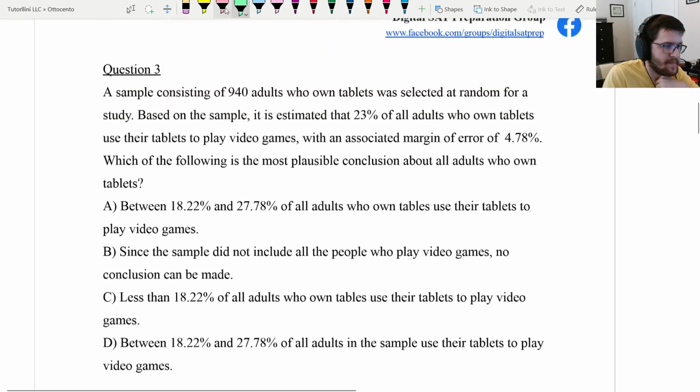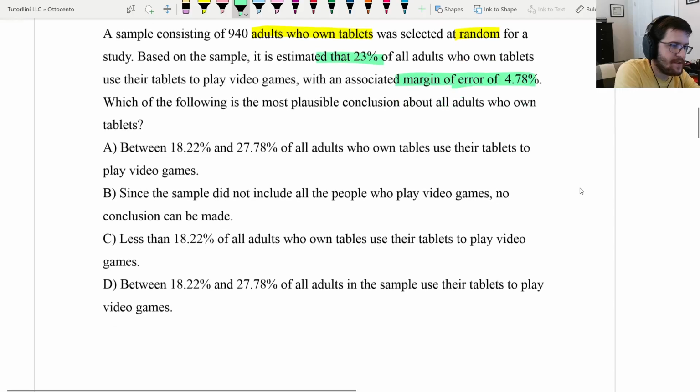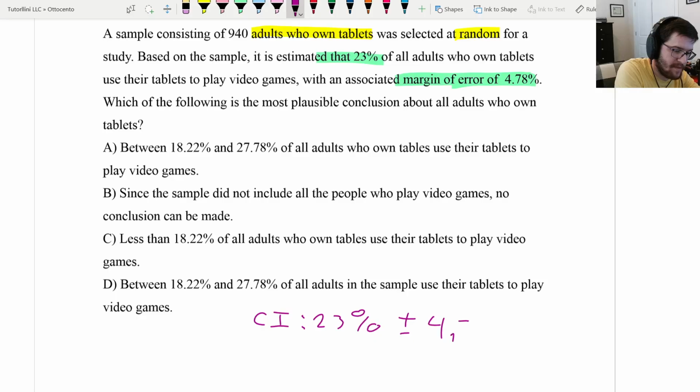So this one. So we have a sample consisting of 940 adults. They were selected at random. And the population is adults who own tablets. All adults who own tablets. Okay, so we have a point estimate of 23%. And the margin of error is 4.78%. So let's kind of just do that down here. So 23% plus or minus 4.78%.